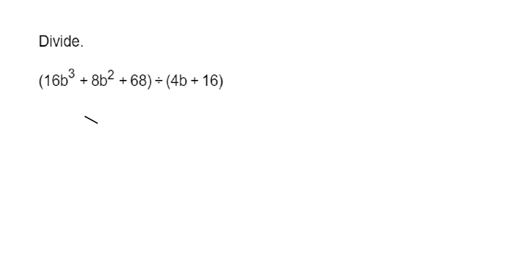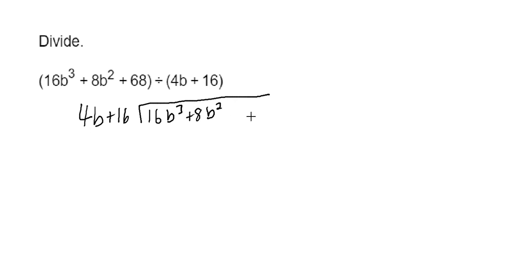So we're going to have, okay, that's kind of weird. Let's try that again. Okay, 4b plus 16 divided into 16b to the third power plus 8b squared plus 68. All right. We'll get started by asking the same question we did on the last couple of examples.